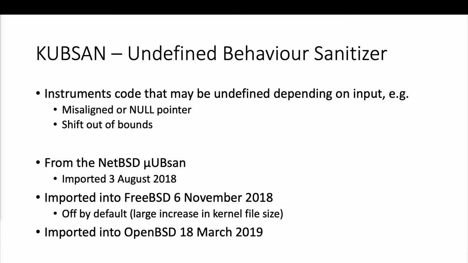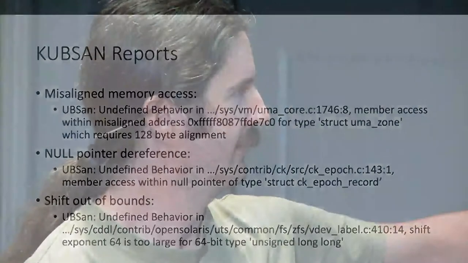Thanks to NetBSD, we have the micro UBSAN runtime, which I imported to FreeBSD. NetBSD committed it over a year ago, I imported it late last year, and OpenBSD did the same this year. You do get some issues, though. Can be a wee bit big, but I'll show you. Here are three examples I found in FreeBSD.